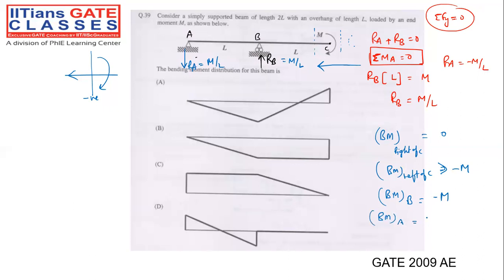What about the bending moment at point A, my dear friend? There will be movement because of the external movement minus M, but there is a sagging moment because of the RB value. So what is that particular value? Plus M by L into L. What you are getting, my dear friend?